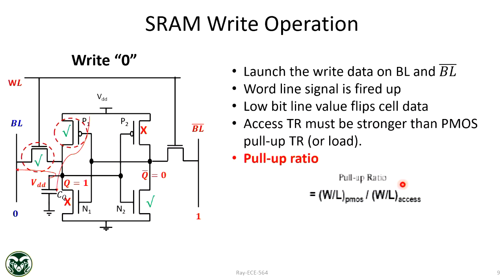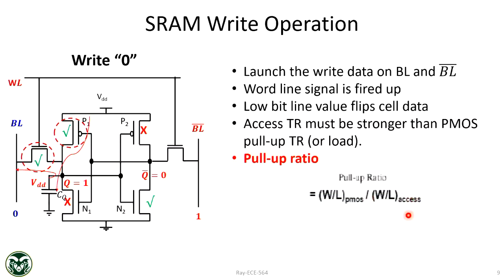Multiple choice questions will be there in midterm 1, so something similar can come. Pull-up ratio should be high for efficient write. Is it a correct statement or a false statement? The false statement. Pull-up ratio should be low. The lower the pull-up ratio, the more efficient is your write, because a low pull-up ratio means the access transistor is stronger.